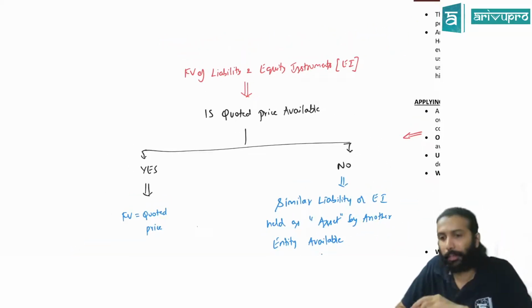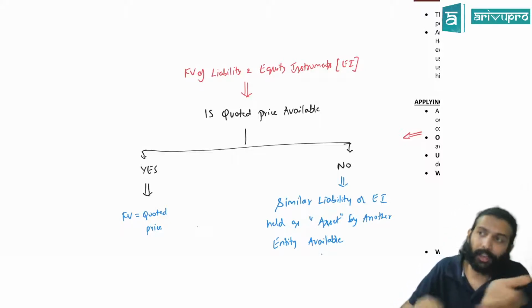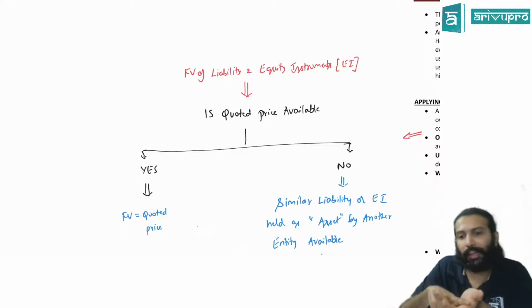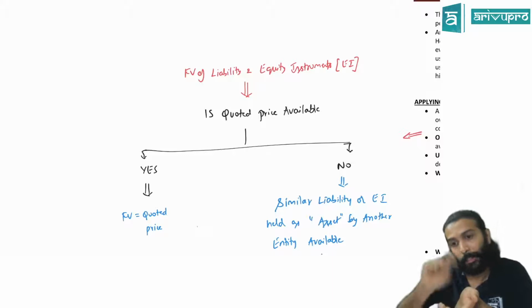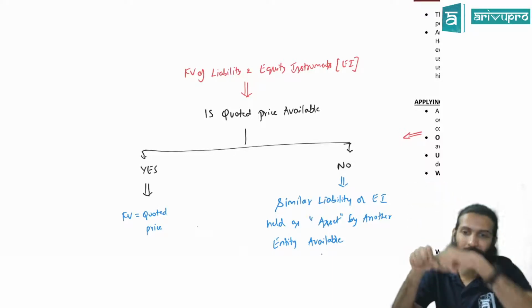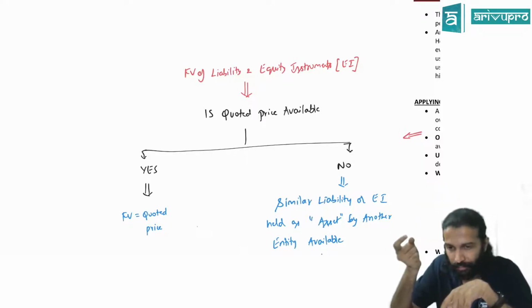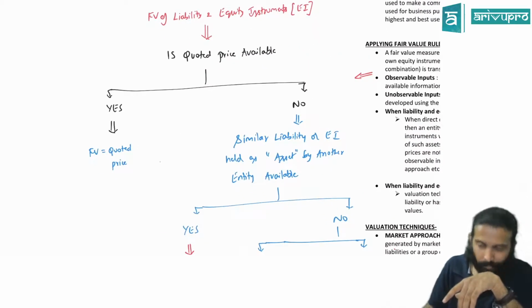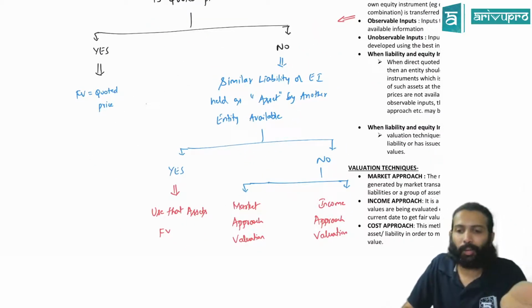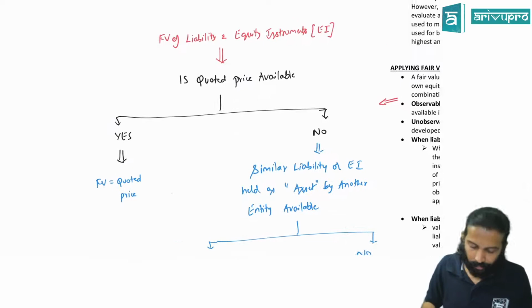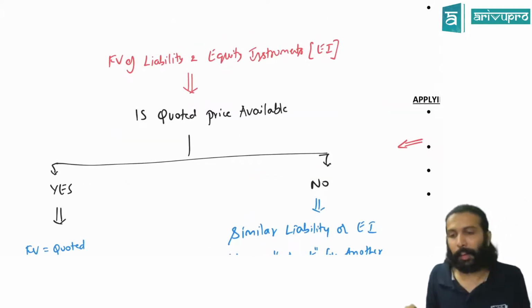If that is not available, then you just check. Okay, that is not there. At least similar liability or equity shares' price is available, which is held as an asset by some other party, of a similar company. If that is there, then use that asset's fair value. Take that asset's fair value itself as the fair value of the liability and equity instruments.